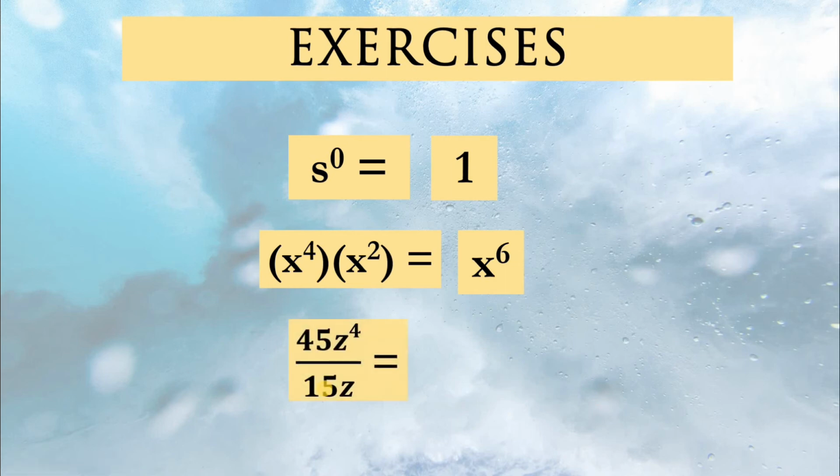Next, you have 45z raised to 4 over 15z. So quotient rule, divide the numbers. 45 divided by 15, you have 3. And same base, copy the base, z, and subtract the exponents. So 4 minus 1, because your denominator's exponent is 1. It's not written. So we have 3z cubed.